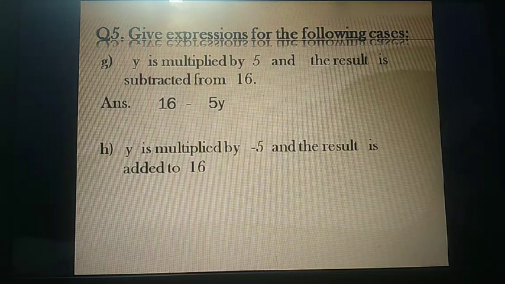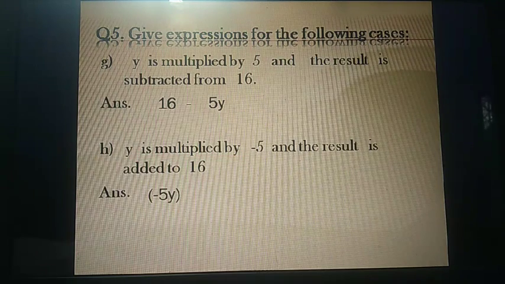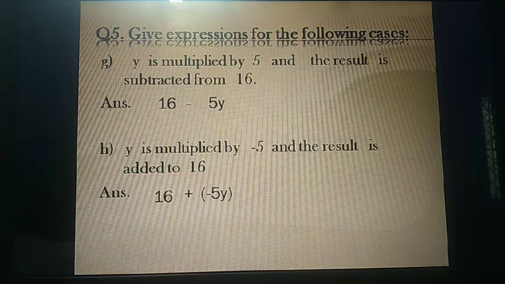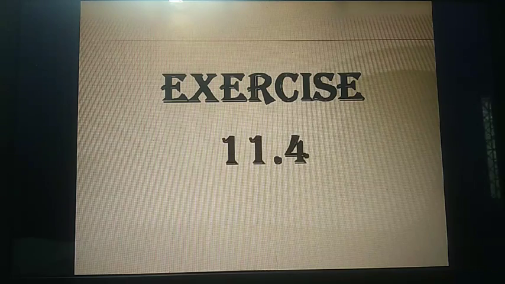Again, y is multiplied by minus 5 and the result is added to 16. So first we will multiply y by minus 5. You will write it as minus 5y. As it's negative, we are using bracket here. Result is added to. Added to means 16 is already present. We are adding minus 5y to it. That's all in your exercise 11.3. Moving to exercise 11.4.